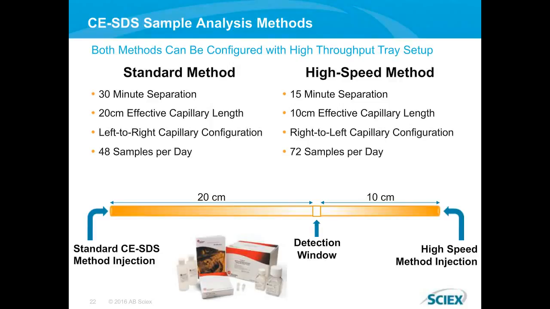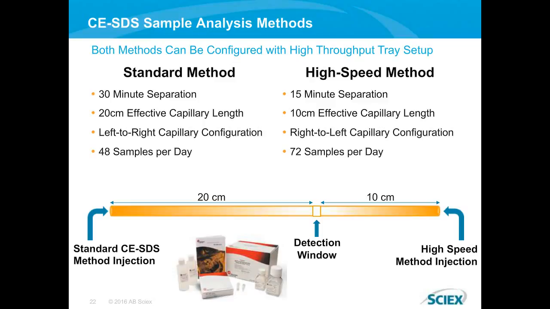So we've got 2 sample analysis methods for CE-SDS, and both, as we'll see later, can be configured with our high throughput tray setup, but I'll get to that in a minute. The standard method that those of you who are running on a P800 Plus today are probably familiar with takes about 30 minutes. You've got about a 30-minute separation time with a 20-centimeter effective length capillary. Anybody that's not familiar, effective length is the point of injection to the detection window.